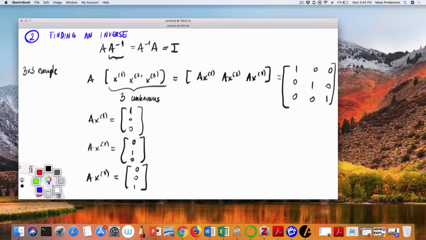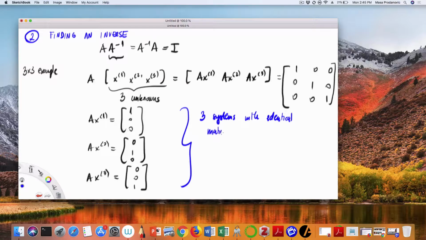So basically I have 3 systems with identical matrix A and only the right-hand side, RHS, B changing. So this is another example where I might have multiple systems with the same coefficient matrix A, and then just changing the right-hand side.